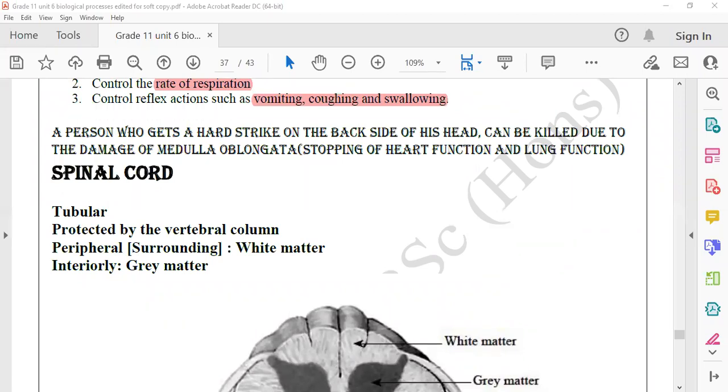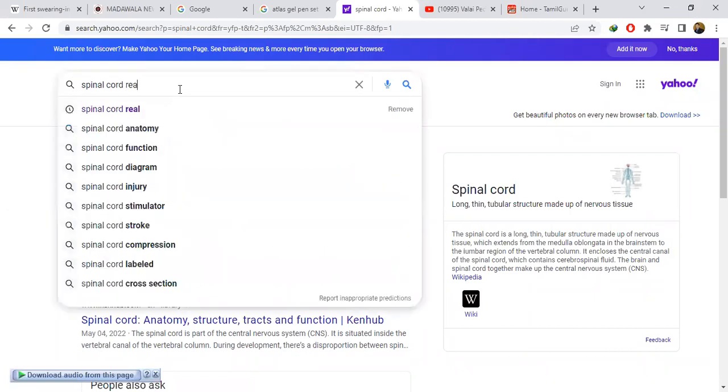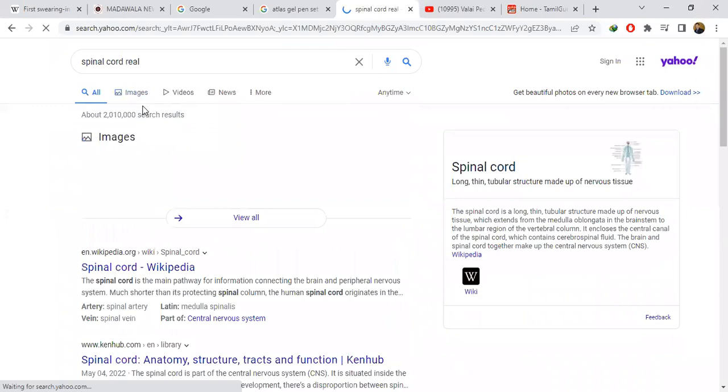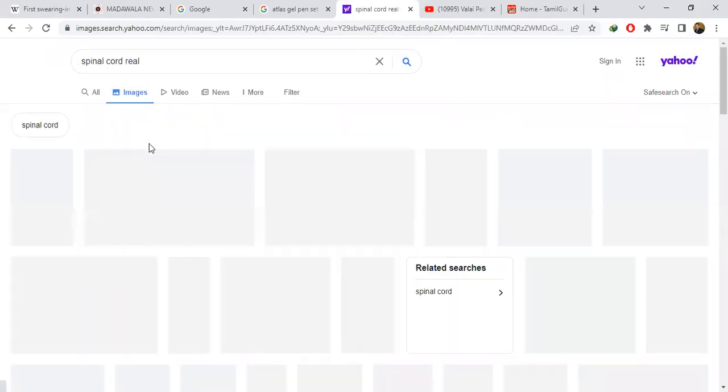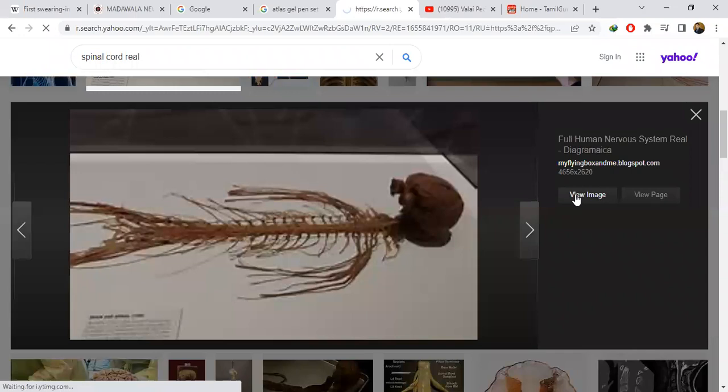Spinal cord is a tube-like structure that continues from the medulla oblongata. Medulla oblongata's continuity will be whom? Spinal cord. If you move downwards from the medulla oblongata, you will travel through the spinal cord. This is a nice picture that shows a real man's spinal cord.